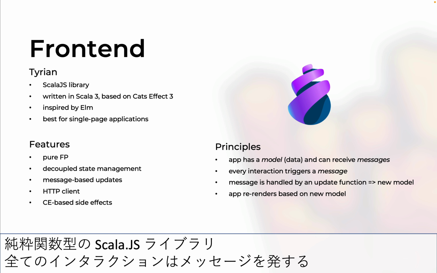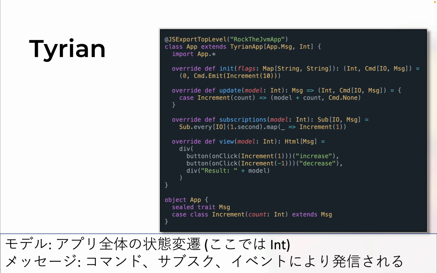Now, let me describe the Tyrion principles in more detail. So this is one of the simplest Tyrion applications that you can possibly add. The application has a model which only stores a single number, and that model is incremented or decremented depending on whether you click one of two buttons on a front-end page. Let me describe the pieces of the application in turn.